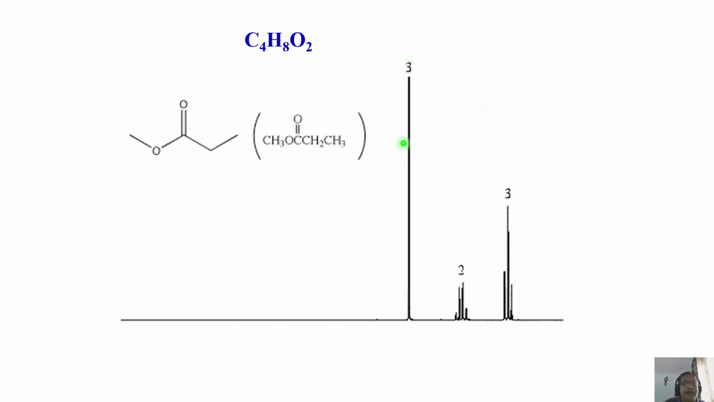Only one peak of intensity 3 without any splitting means it must be a CH3 group. But since it is coming downfield, you must think it is attached to an electronegative group, and generally methoxy groups come in this region. As a consequence, you can immediately say it is an OCH3 group. So this is how you can easily interpret the spectrum. This is CH3 group, this is CH2, and this must be OCH3.